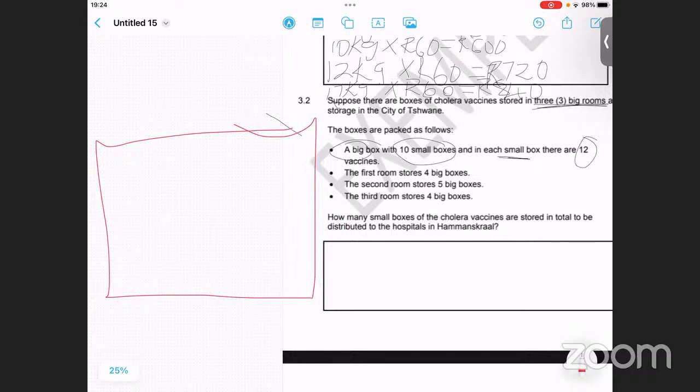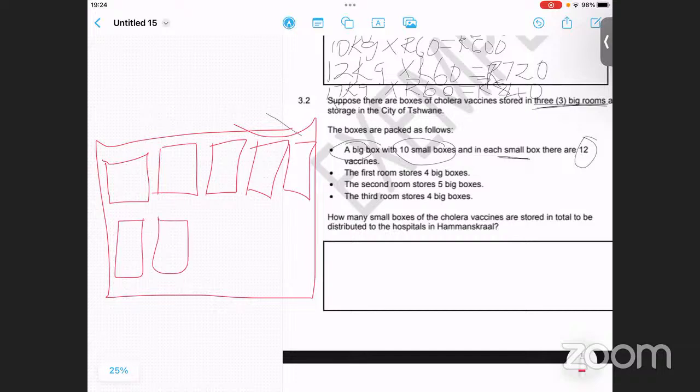Okay, this is the big box, and then we're gonna have 1, 2, 3, 4, then 5, 6, 7, 8. Are you still with me, guys? 9 and 10. Are we still together? Yes, ma'am. Perfect. So this is my big box. And then they're saying in this big box, we have 10 small boxes. And then in each and every small box, there are 12 vaccines.